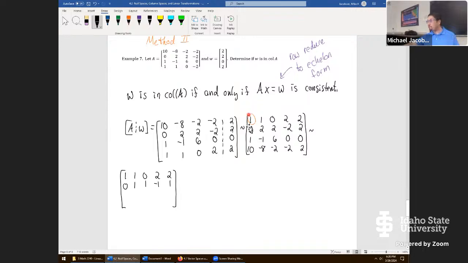Next, multiply row 1 by -1. Add it to row 3 to get 0, -2, 6, -2, -2. Let me double check that. So multiplying by -1 gives us -1, -1, 0, -2, -2, add to row 3.